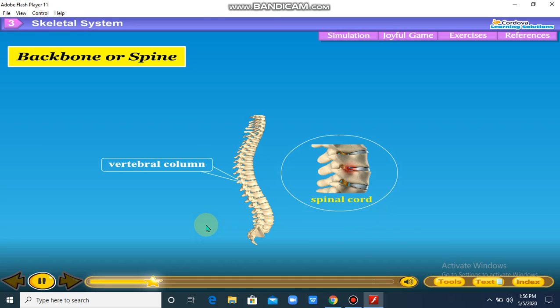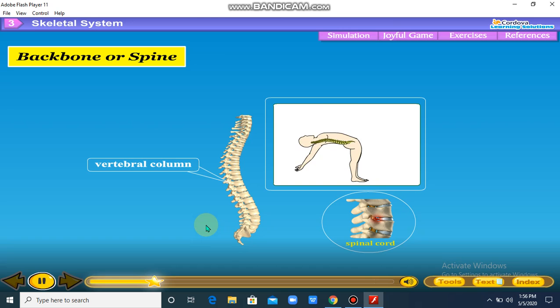The joints of vertebrae allow slight movements. Due to this, we can move our backbone forward and backward. Each vertebra has a hole through which delicate spinal cord passes.